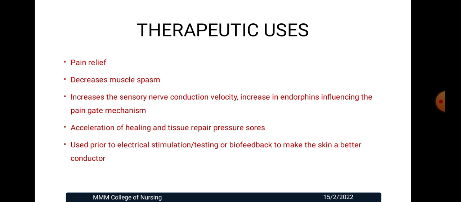Therapeutic uses: pain relief, decreases muscle spasm, increases sensory nerve conduction velocity, increase in endorphins influencing the pain gate mechanism, acceleration of healing and tissue repair, pressure sore, used prior to electrical stimulation, that is testing or biofeedback, to make the skin a better conductor.